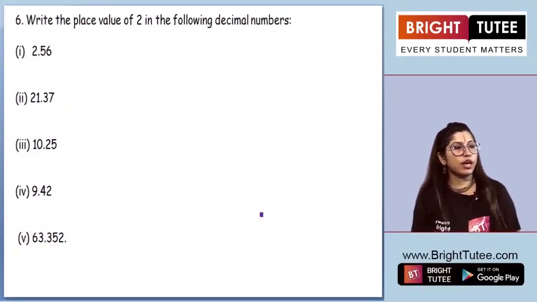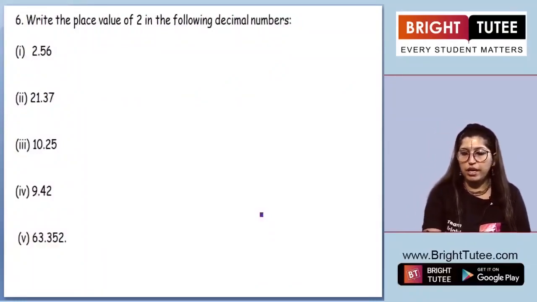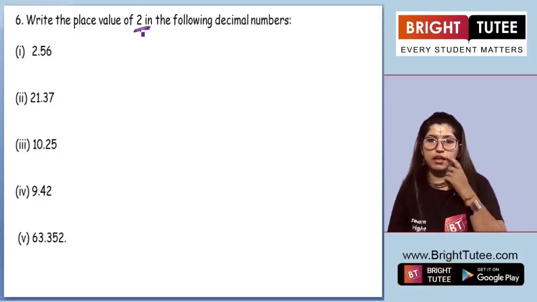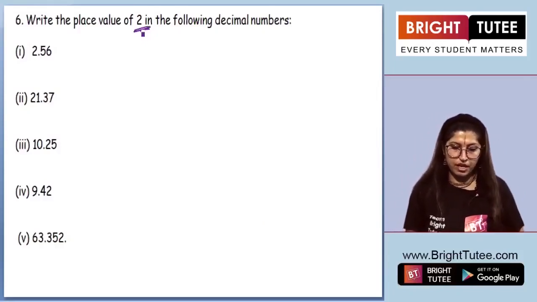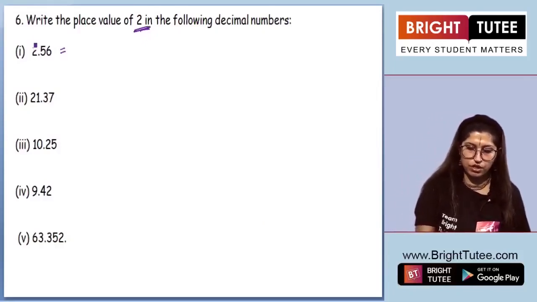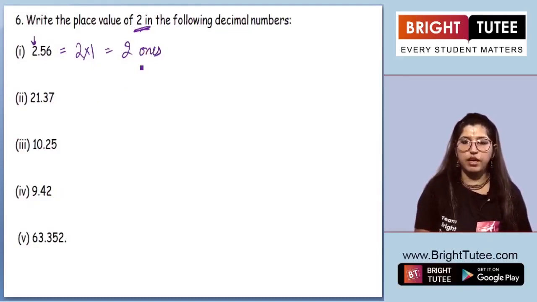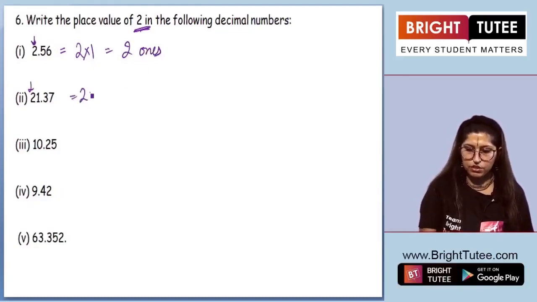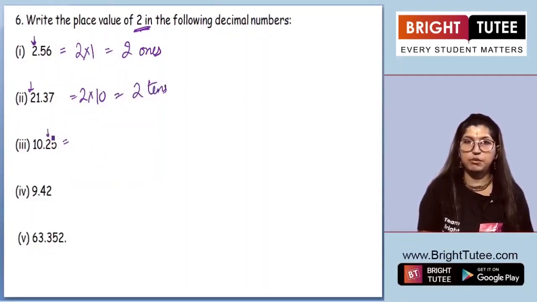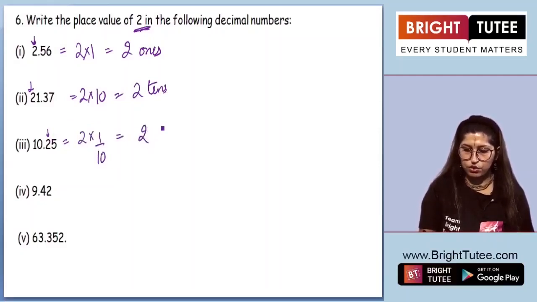It says that we need to write the place value of 2 in the following decimal numbers. We have 2.56. So what will be the place value over here? This is 1. That will be 2 times 1. That will be 2 ones, right? This is 10. So 2 times 10, which is 2 tens. Over here, it's on the right side of the decimal point. So this is 2 times 1 by 10. So we can call it 2 tenths.